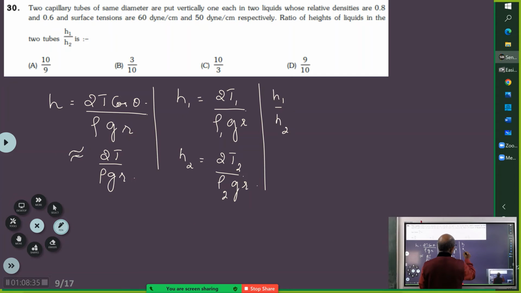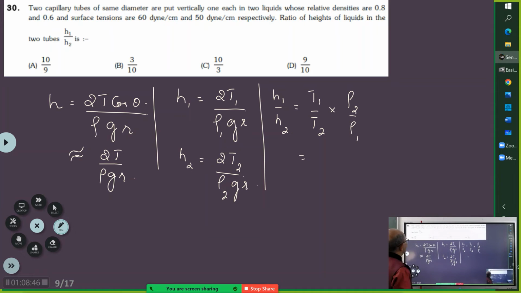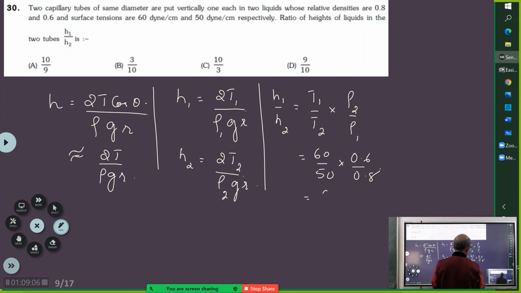So h1 upon h2 will be equal to T1 upon T2 into rho2 upon rho1. So just write, don't bother about units because they are ratios, they are going to get cancelled one by the other. So this will be 60 by 50 and this will be rho2 by rho1, 0.6 by 0.2. So this you can jolly well write as 6 into 6 by 5 into 8. Okay, so 6 6 are 36.